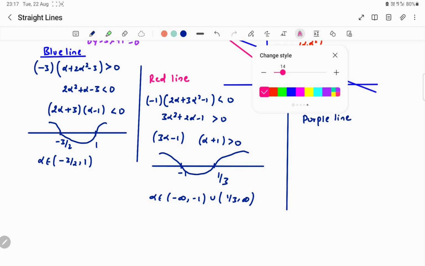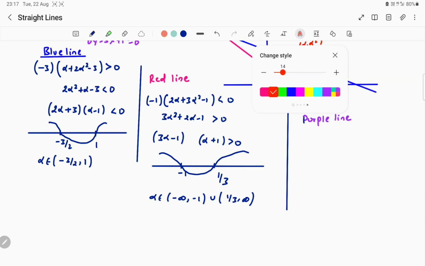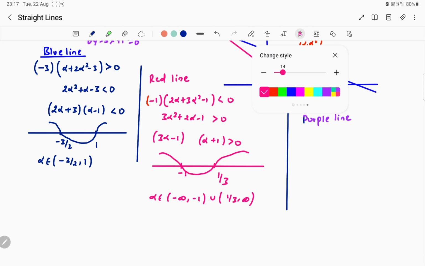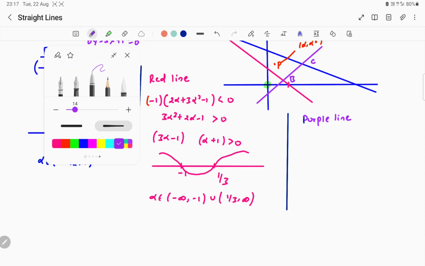Purple line. So purple line is this. I can do one more thing. I can make everything red for it to be more distinguished. This we can make everything blue, and this we can solve itself with purple color.